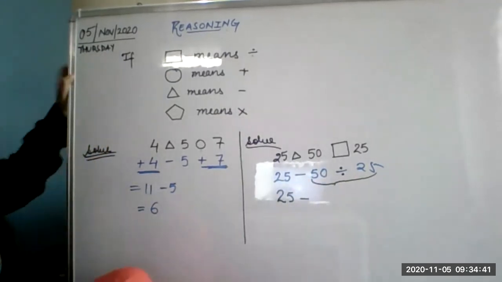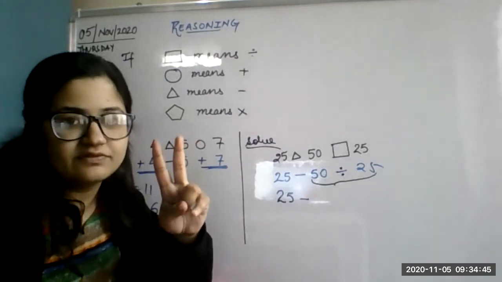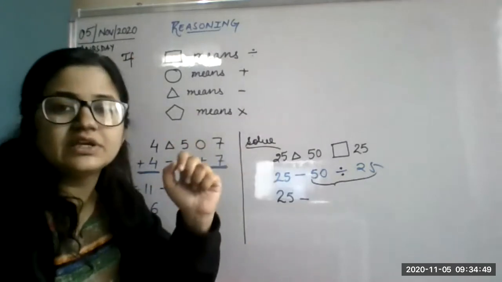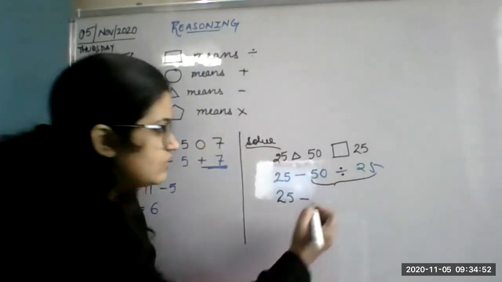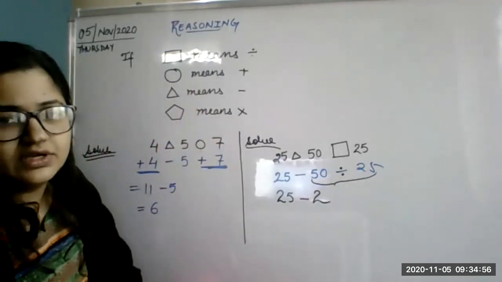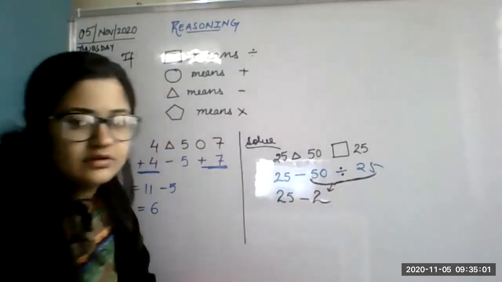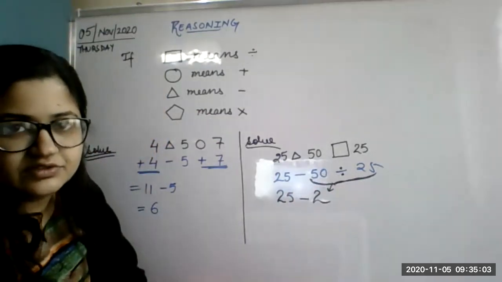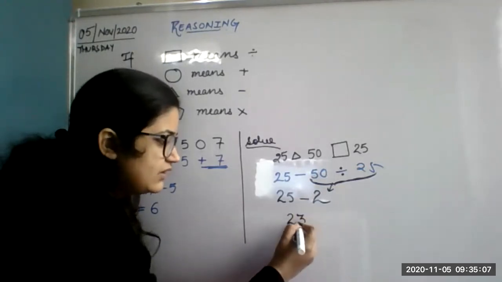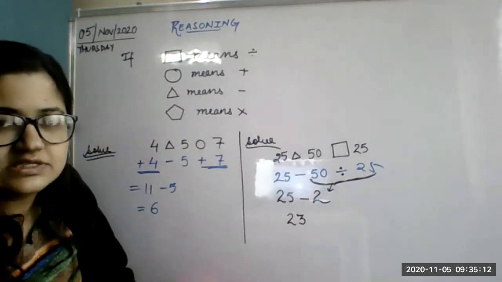If you know 25 twos are 50, 25 two times is 50. If we divide 50 by 25, the answer will be 2. When we divide these two, the answer will be 2 here, this division part. And 25 minus 2 is left. So you can simply solve it. 23 is the correct answer. Is this very easy? This is very easy.